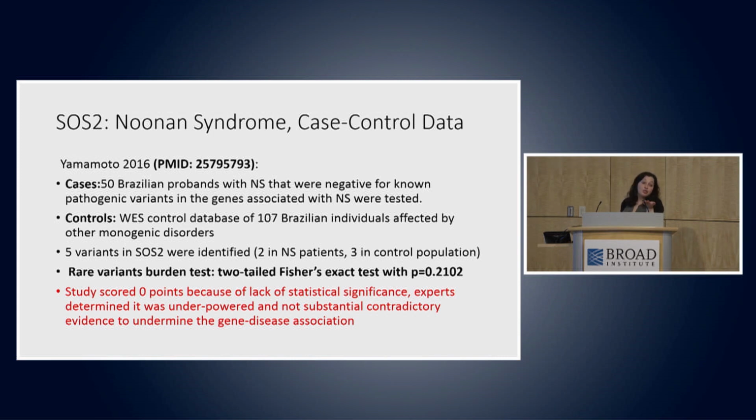This could be potential contradictory evidence that you would flag and then show to experts. In this case, the experts determined that it was underpowered, and it was not substantial contradictory evidence to undermine the gene-disease association. So we just marked that it was there. We didn't score any points, and we mentioned why the experts did not find that this is contradictory evidence.